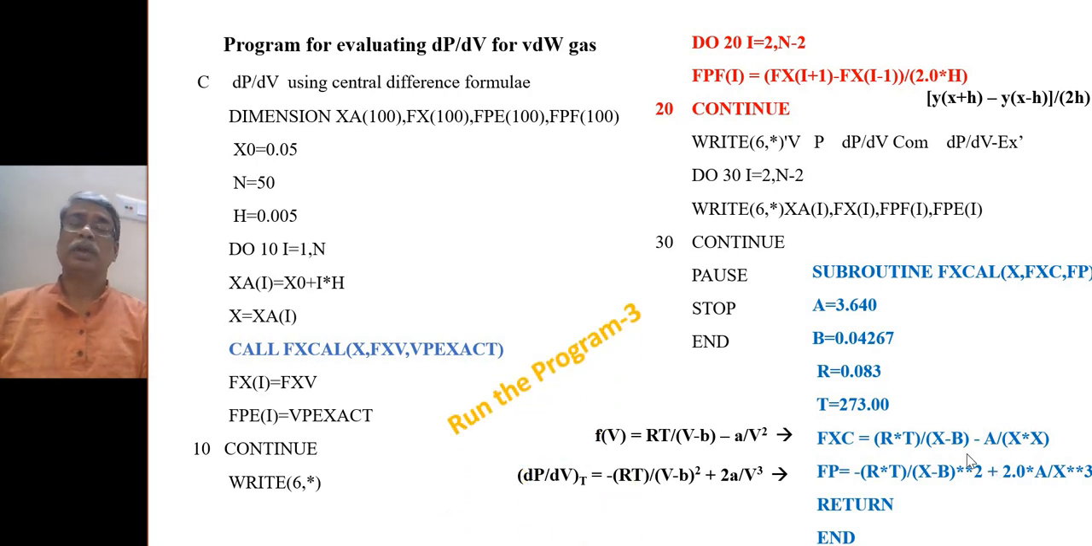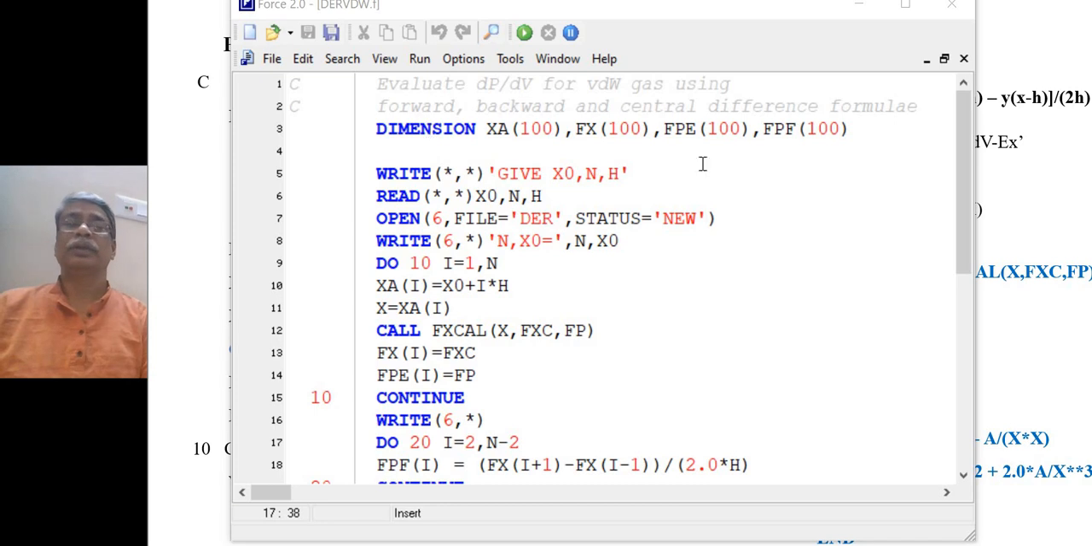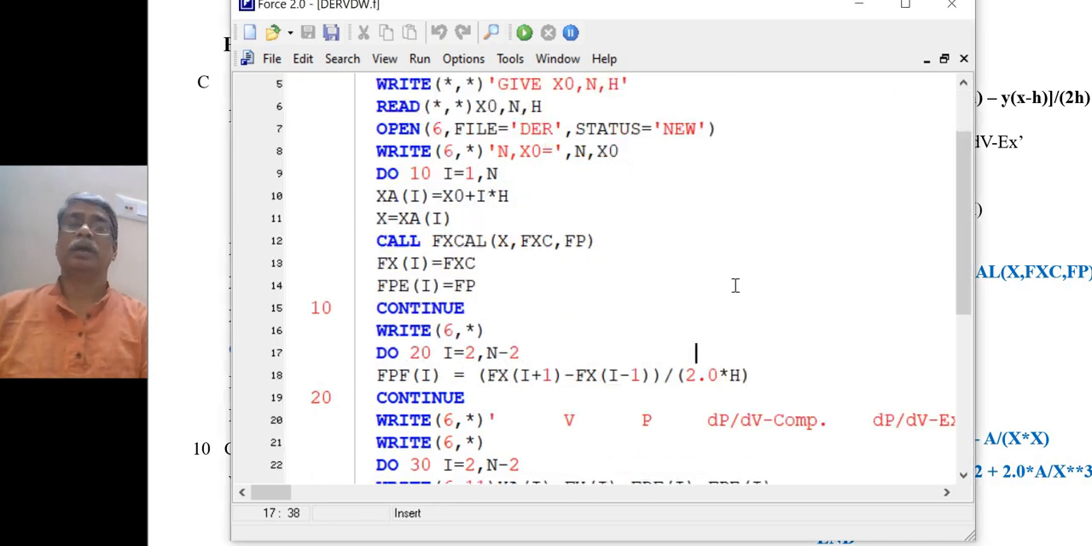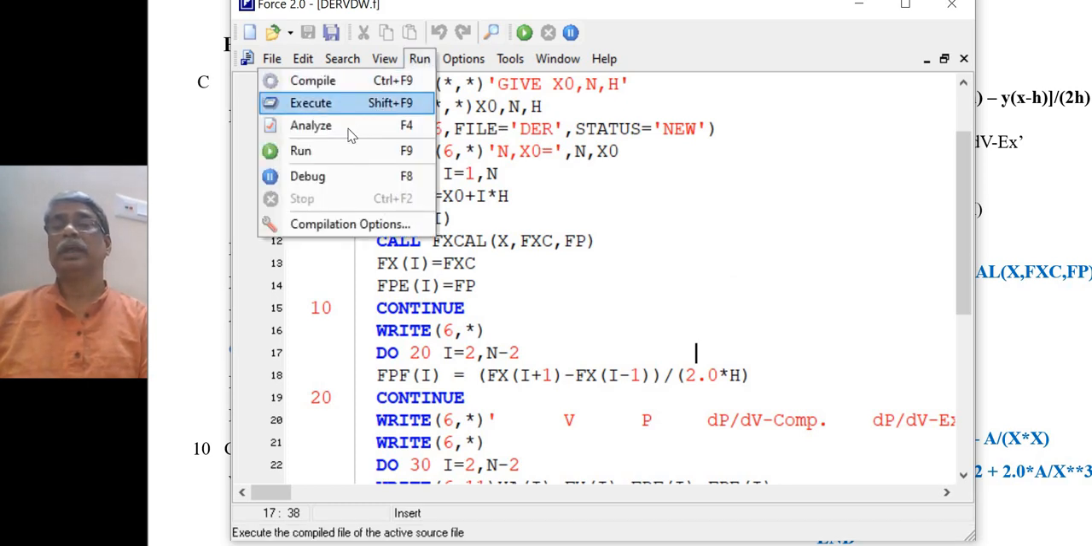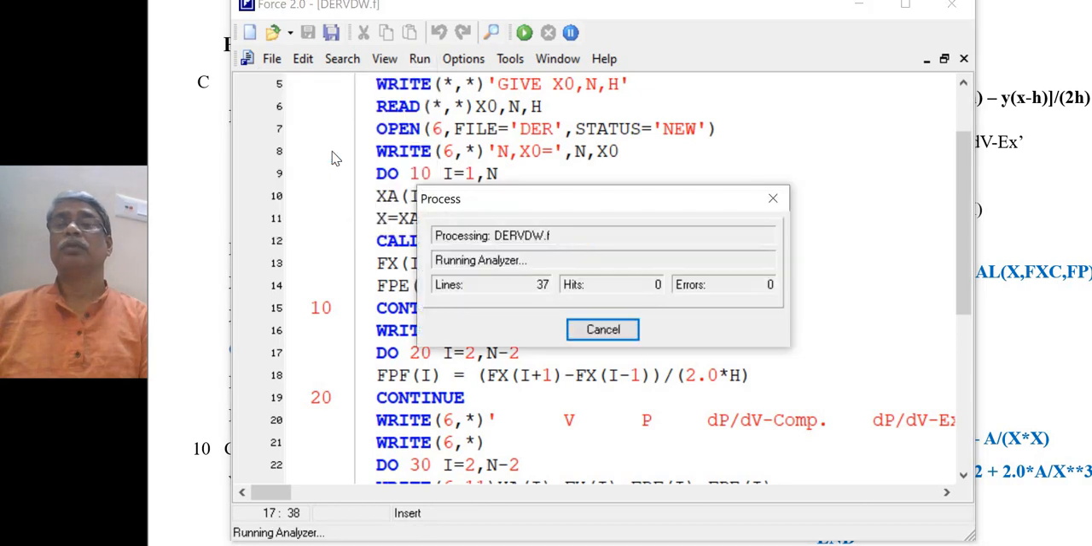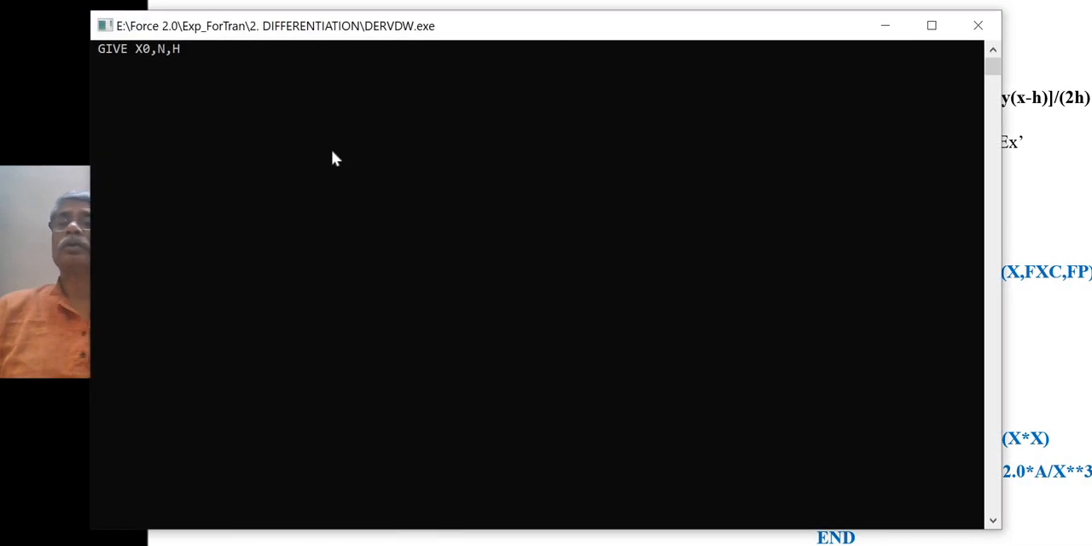So now let us run the program for evaluating dp/dv for Van der Waals. Well, this is the program. As you see, there are three input commands, and now let us run the program to see the result. And remember that we will get the output from the output file. So what are the inputs it is asking for? You see that it asks for x0.